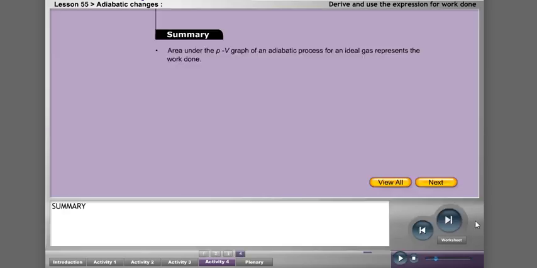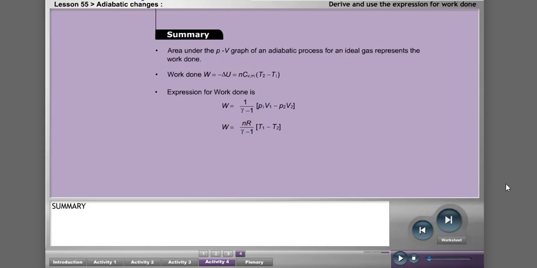Summary. The area under the PV graph of an adiabatic process for an ideal gas represents the work done. Work done W = -ΔU = nC_V,m(T2 - T1). The expression for work done is W = 1/(γ-1) × (P1 V1 - P2 V2), or W = nR/(γ-1) × (T1 - T2).